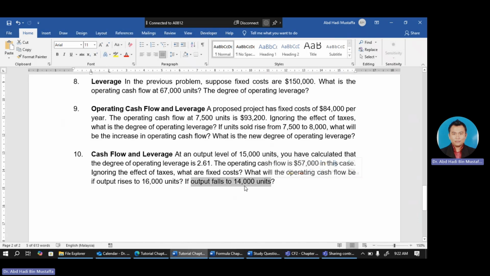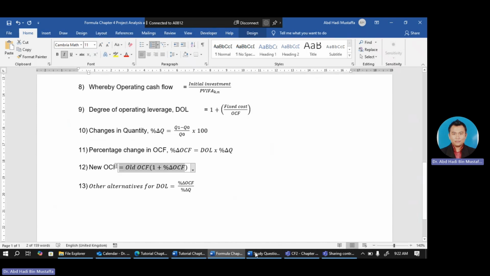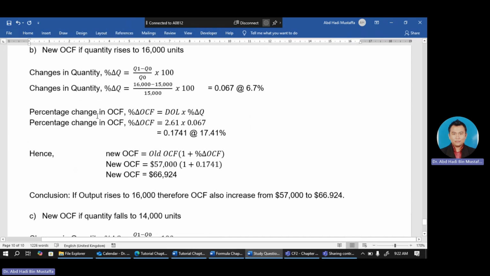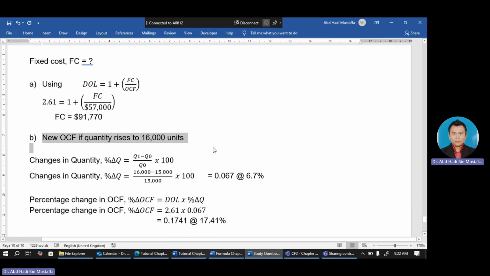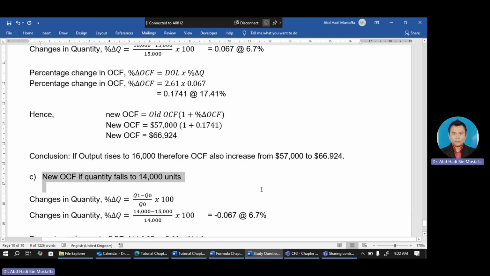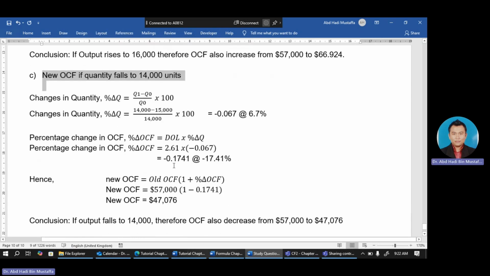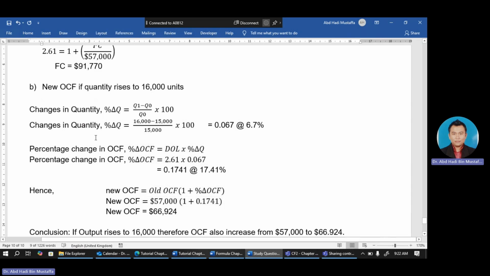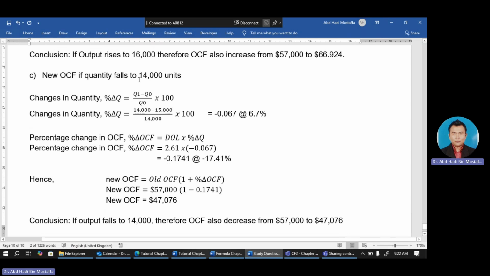The changes, if output rises, means positive change in OCF. If output falls, means negative change in OCF. That is why in the answer I divided into B and C. B and C. Why? The answer is different. The method is the same, the answer is different. You see, for the answer if it goes up to 16,000, OCF goes up. If the quantity falls to 14,000, meaning OCF falls. So you can have a look at the steps.